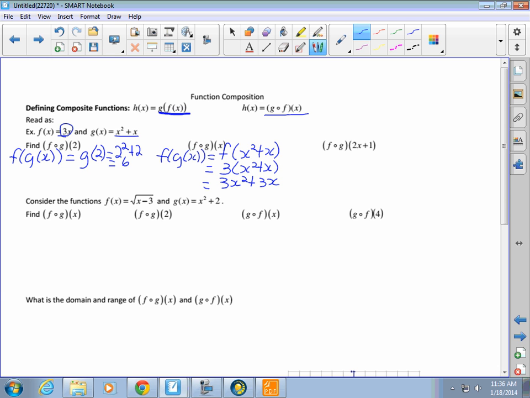So now what that means is that in place of the g function, I'm going to substitute a 6 into the x of the f function. So now what I'm trying to find is f of 6, because g of x equaled 6. So now I substitute that 6 back into there. So that's going to be 3 times 6, which is 18.